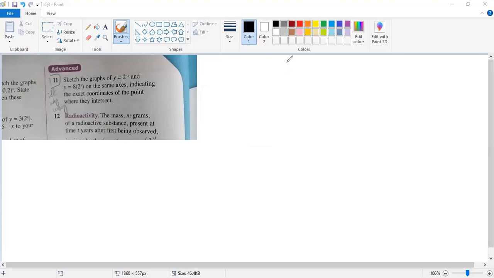Okay, let's begin with question number 11. Sketch the graphs of y equals 2 to the power negative x, and y equals 8 times 2 to the power x, on the same axis, indicating the exact coordinates of the point where they intersect. So they want something specific, which is the exact coordinates where they intersect.